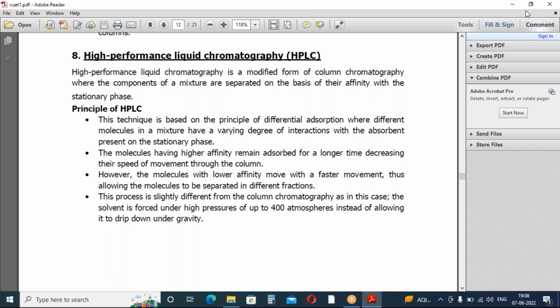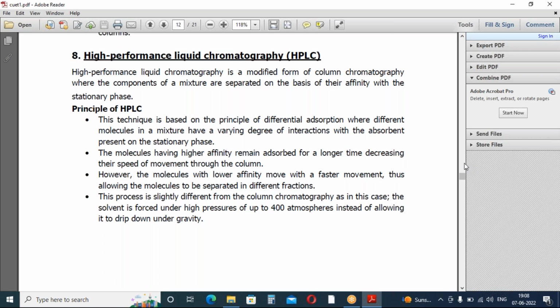Okay, good. Then I'm going on to the other techniques present in chromatography, that is high performance liquid chromatography, also called high pressure liquid chromatography. This is also a type of column chromatography and is also based on the affinity with the stationary phase. I have already discussed gas chromatography. This high performance liquid chromatography is mainly used for the separation of the molecules present in the mixture.